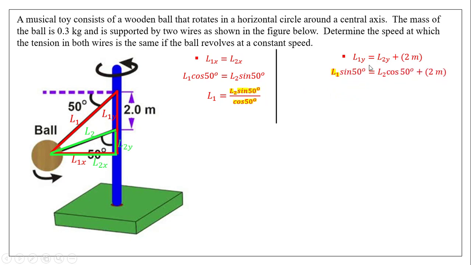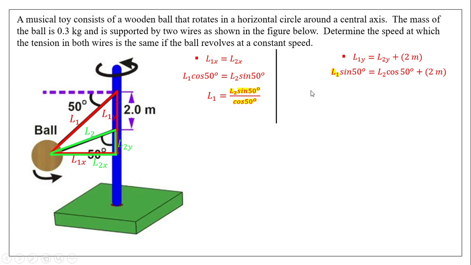Therefore, I'm just going to go ahead and break it up. L1y here is just L1 sine of 50, okay? And then L2y is going to be L2 cosine of 50 plus 2. Once again, L2y is right here. It's cosine because it touches this particular angle, and this is the adjacent.